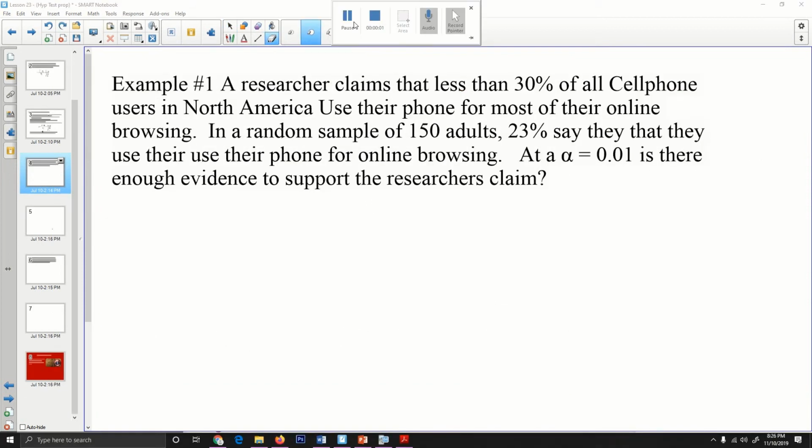Okay, example number 1. A researcher claims that less than 30% of all cell phone users in North America use their cell phone for most of their online browsing. In a random sample of 150 adults, 23% say that they use their cell phone for online browsing. At the alpha equals 0.1 level, is there enough evidence to support the researcher's claim?